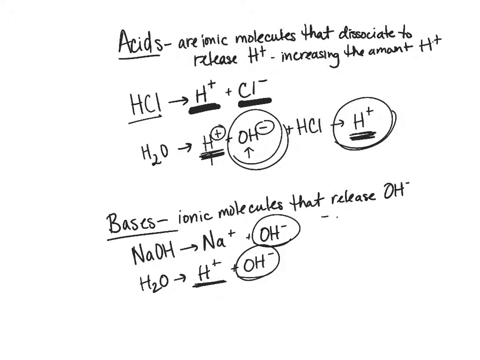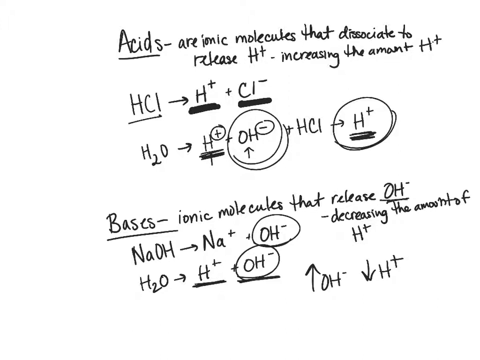So basically what we're saying is that in this case, when we have a base, we are decreasing the amount of hydrogen ions. Now, that's not to say we're actually taking hydrogen ions out or that we're doing something with hydrogen ions. It's just that the concentration of hydroxide ions is higher than the concentration of hydrogen ions. And so a base is something that's going to dissociate and release hydroxide ions. And so then we no longer have this neutral balance between the one hydrogen ion and the one hydroxide ion. Now we have more hydroxide ions than we have hydrogen ions.